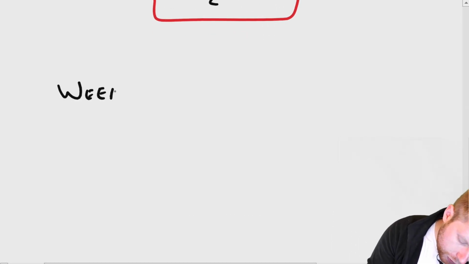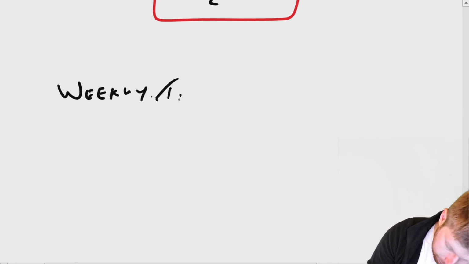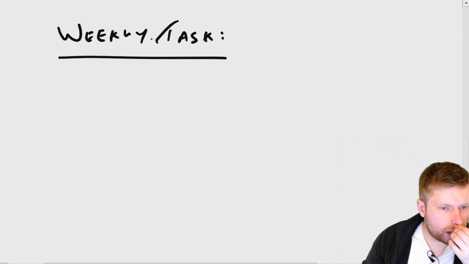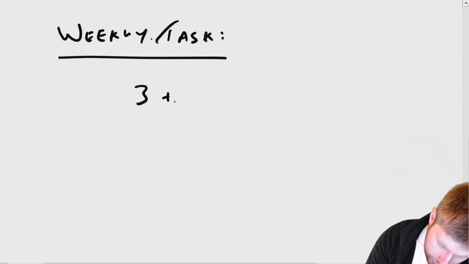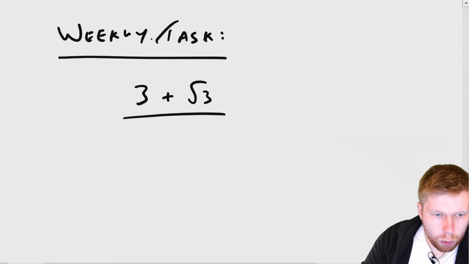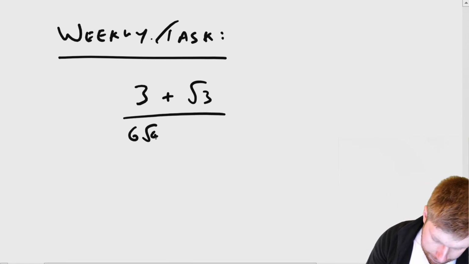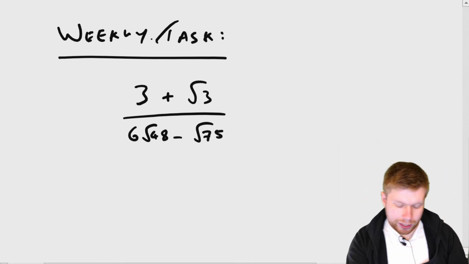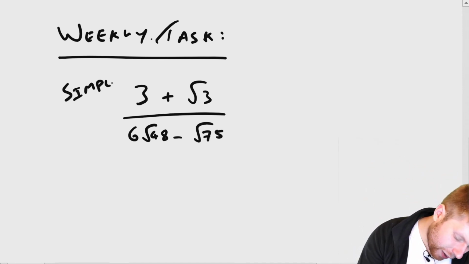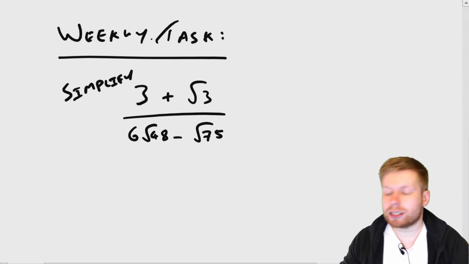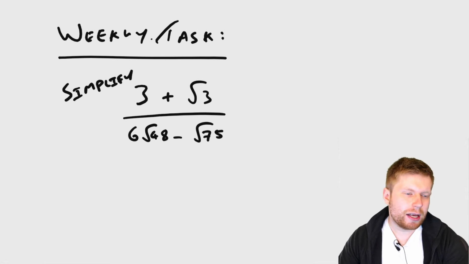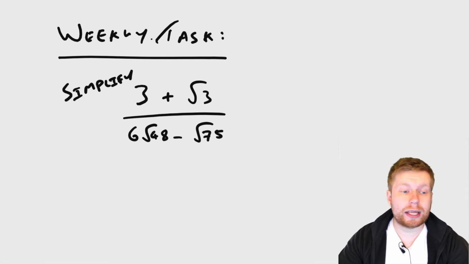So can I ask you then, for the weekly task, to have a go at this question here? And again, bring this along to your next lesson. Okay, so we're going to do 3 plus root 3, all divided by 6 root 48 minus root 75. Can you simplify this? Okay, notice I'm using the word simplify again. Here, what do I mean by simplify? Simply rationalise the denominator. Okay, make this a lot simpler, so there's fewer square roots going on, there's fewer surds. So can I give you that as a weekly task, and please bring it along to the next class? Okay.